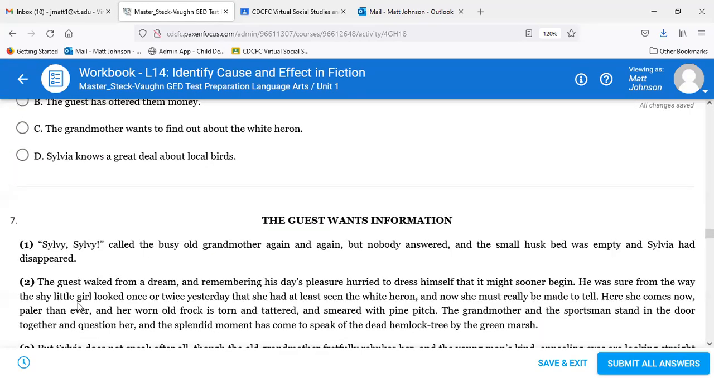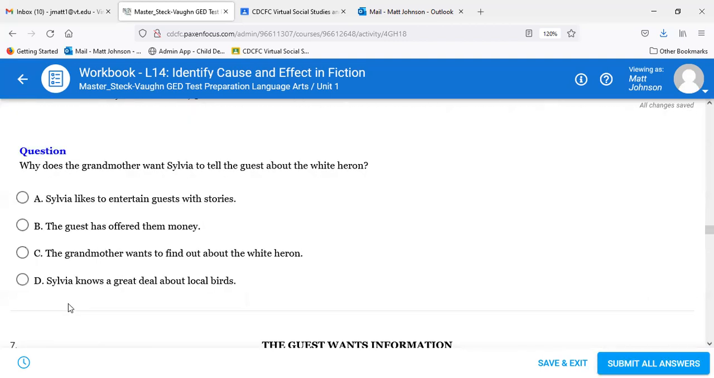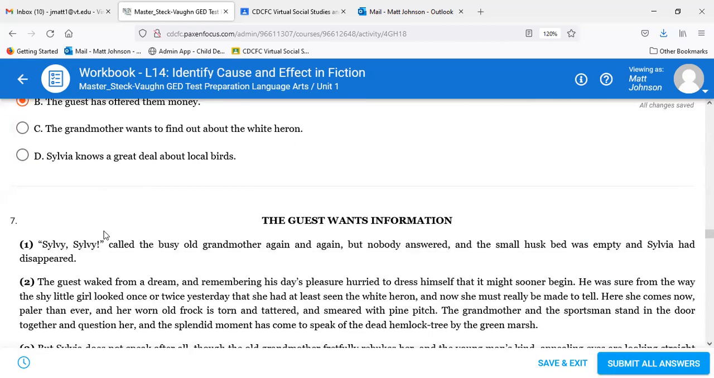Christiana, you want to read number 6? Why does the grandmother want Sylvia to tell the guests about the white heron? A, Sylvia likes to entertain guests with stories. B, the guest has offered them money. C, the grandmother wants to find out about the white heron. D, Sylvia knows a great deal about local birds. It's B, right? Yeah, because the guest offered her money. B as in boy. Okay.